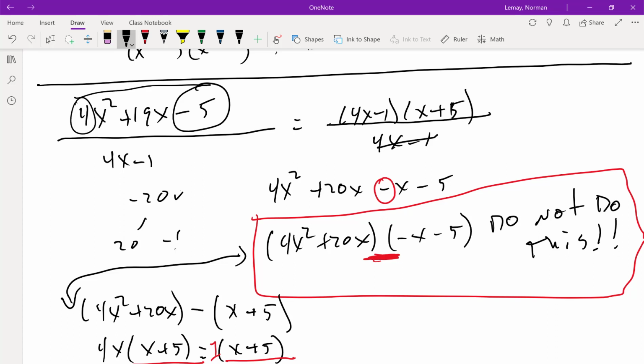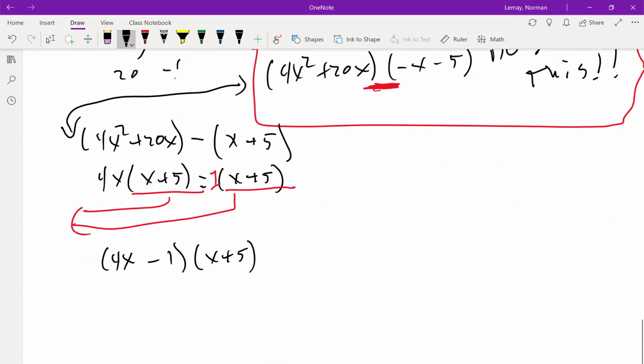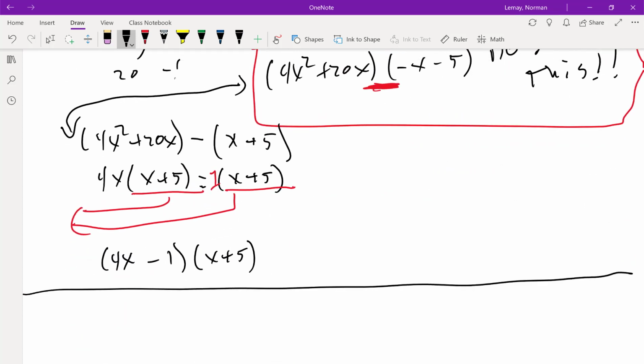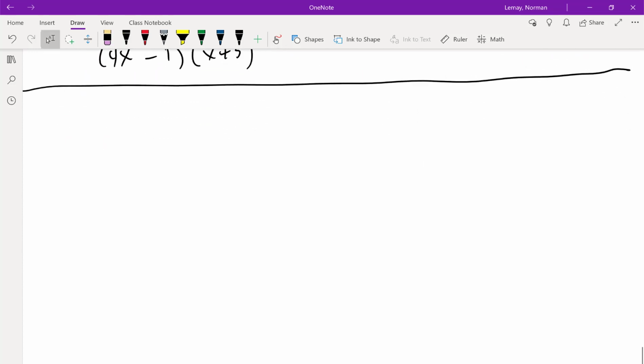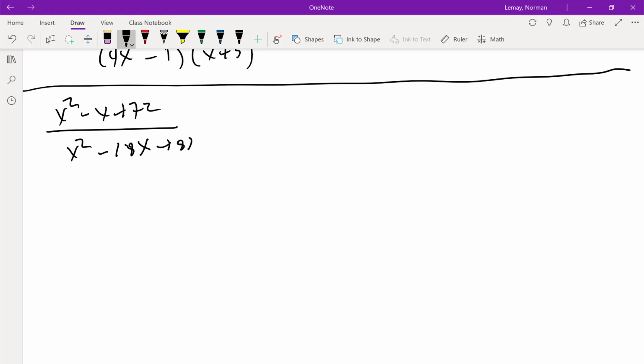All right, and notice that this 4x minus 1 cancels with this, so I'm left with x plus 5. So again, take a moment, go back, take a look at the factor by grouping, and make sure that you are okay with that. So for our last factoring one, I'm going to get x squared minus x plus 72 divided by x squared minus 18x plus 81.